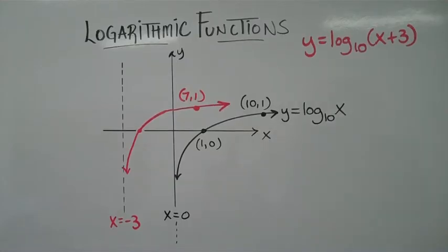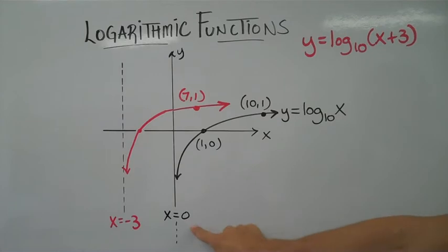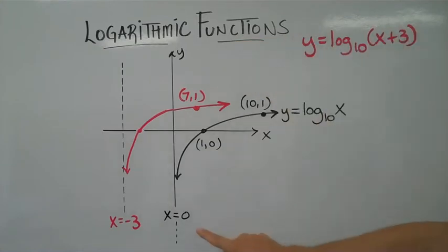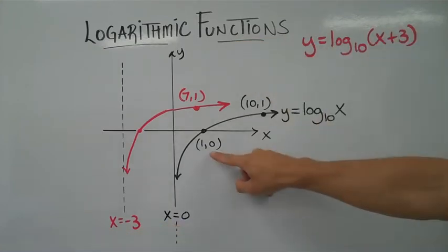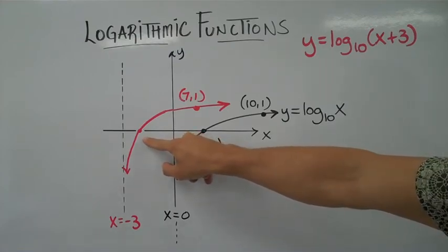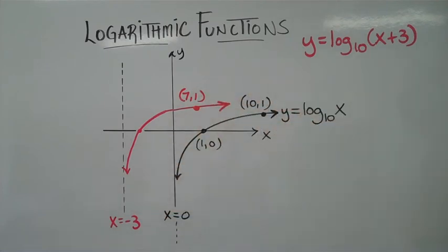For example, if I have my parent function y equals log x, or log base 10 of x, I know that goes through (1, 0) and (10, 1) and has a vertical asymptote at x equals 0. Well, if I want to graph y equals log base 10 of (x plus 3), that's going to move me 3 to the left. So my vertical asymptote goes from x equals 0 to x equals negative 3, and my intercept goes from (1, 0) to (negative 2, 0), and my (10, 1) goes to (7, 1).